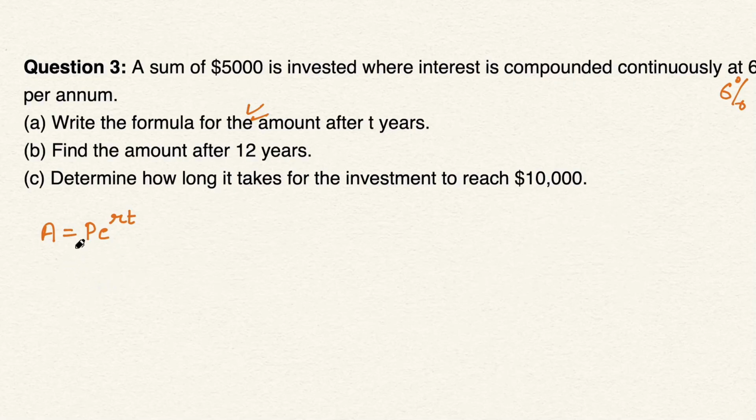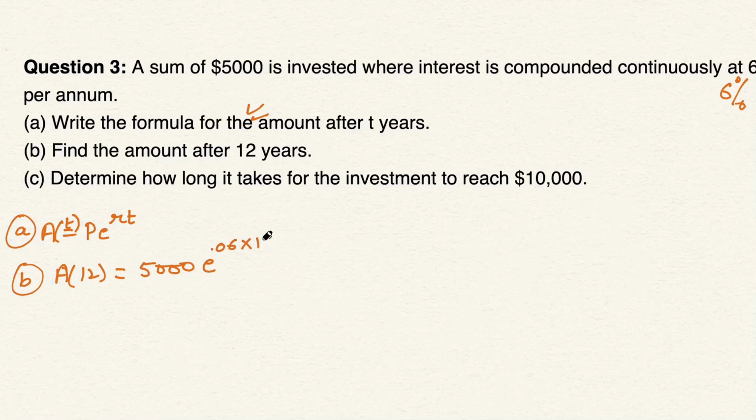Okay. Second part is find the amount after 12 years. Okay, that is simple. Amount after 12 years is equal to principal amount, or the initial amount, which is this, e to the power. Now 6% is immediately decimal 0.06 times 12. Give the input. 10272 approximately, because we are rounding it off.